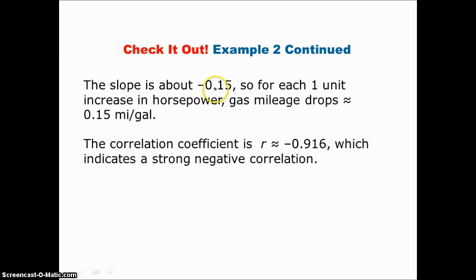So the slope is about negative 0.15. So for each 1 unit increase in horsepower, gas mileage drops about 0.15 miles per gallon. The correlation coefficient is negative 0.916, which indicates a strong negative correlation.